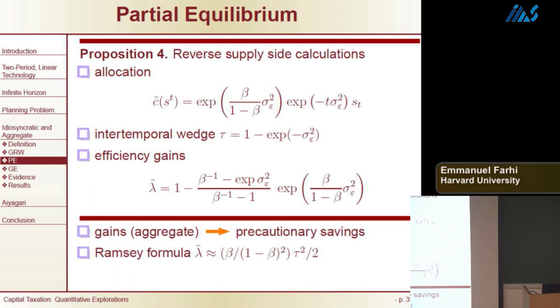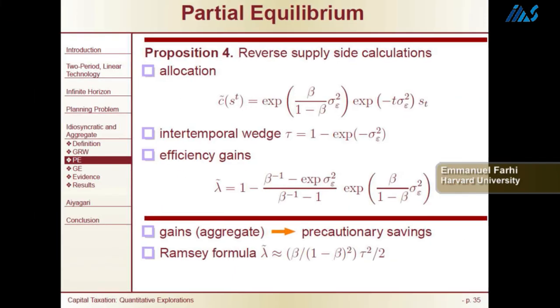And this trend that you superimpose is exactly commensurate with the variance of consumption growth. So it's really you're trying to undo the precautionary savings of agents. Actually, the intertemporal wedge is also related to that. And then you can compute the efficiency gains in closed form in this case, and you see that they scale up with the variance of consumption growth. And you have a formula that actually allows you to relate those gains to the intertemporal wedge. So it's the usual formula. The gains are in the square of the wedge.